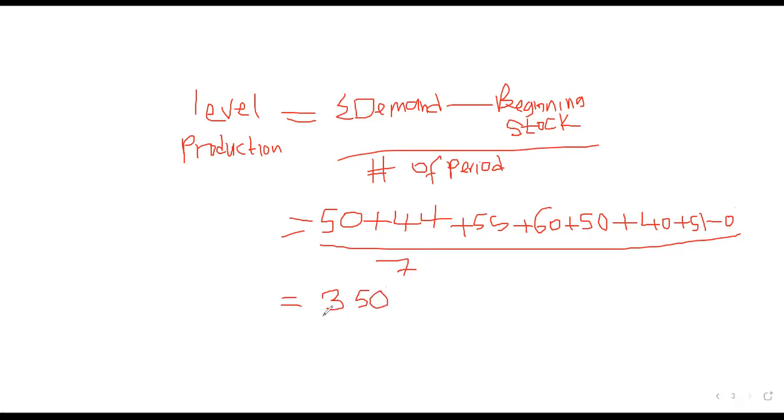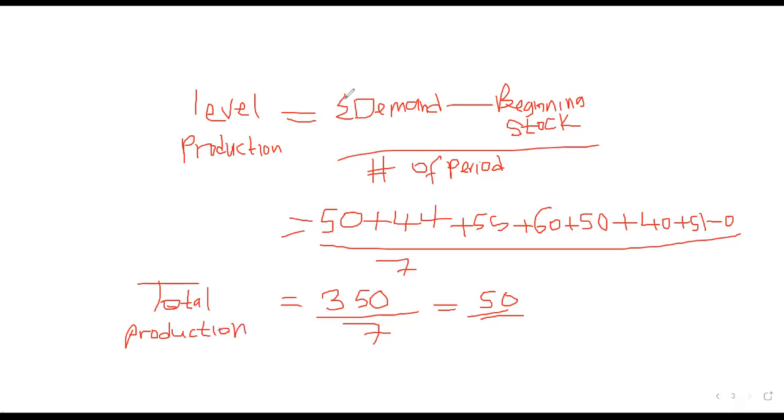Then you divide this one by what? By 7. The answer is what? 50. So this is on our level basis, on the level production. Here, we are not producing as per demand, we are producing on the level basis. So our total production comes to 50. That is on our level basis.